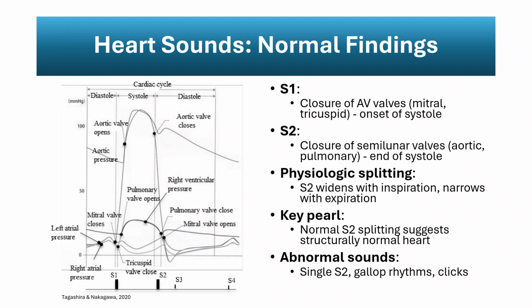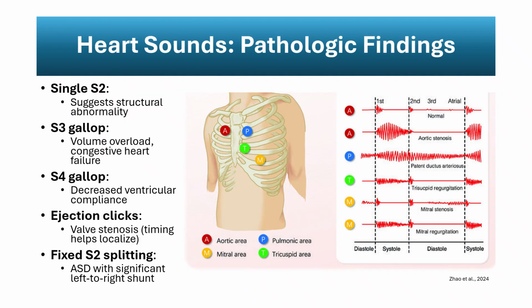Recognition of a normally split S2 provides strong reassurance of a structurally intact heart, while deviations from this pattern signal the need for prompt diagnostic assessment. Auscultation in the newborn provides powerful clues to underlying structural disease.